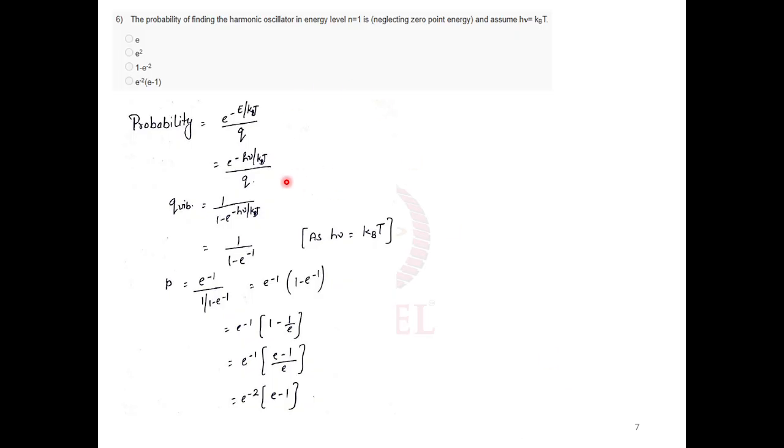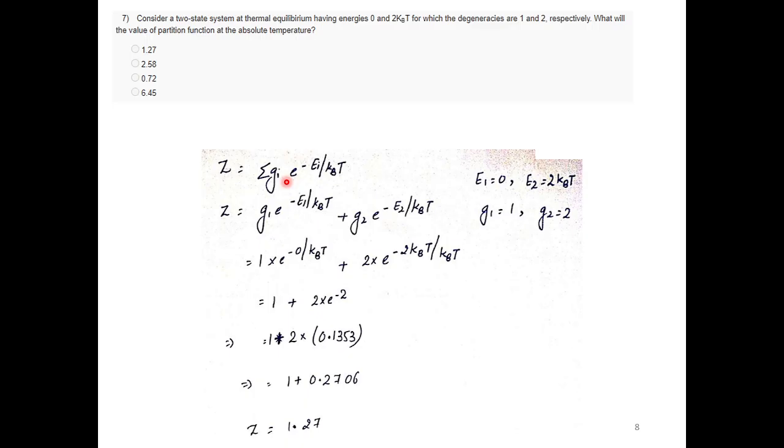Now for the next session, we will talk about another question. Consider a two-state system at thermal equilibrium having energy, this is very important, having energy 0 and 2 kBT, for which the degeneracies are 1 and 2 respectively. So what will be the value of the partition function at the absolute temperature?